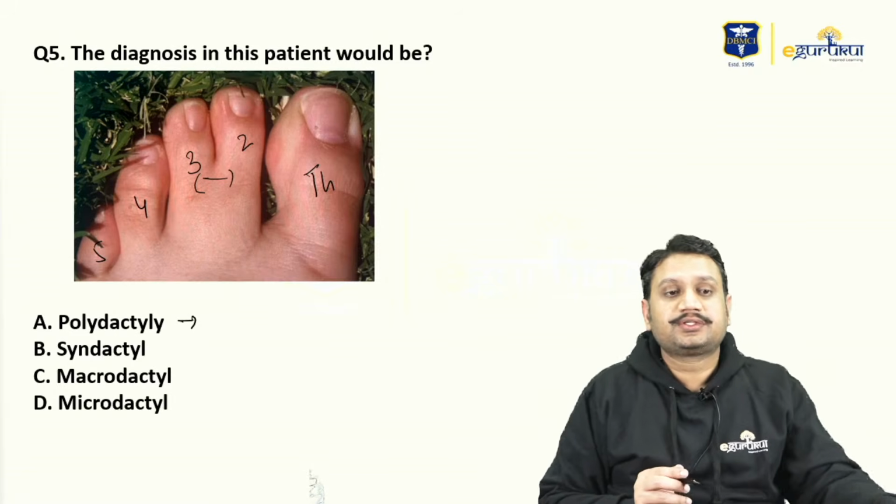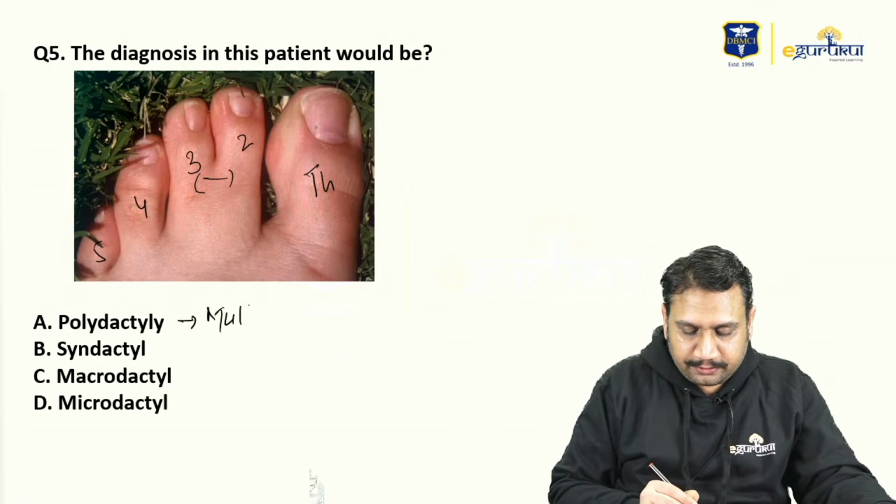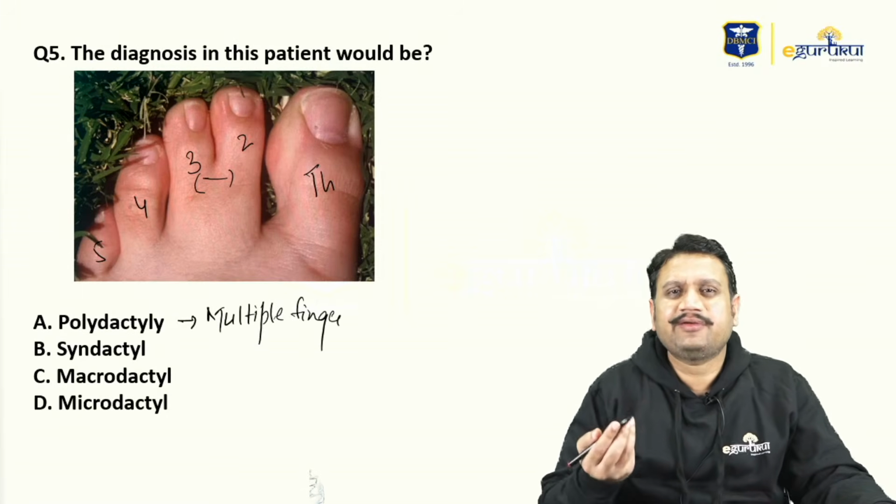Okay. So polydactyly means poly, multiple. So there should be multiple fingers. So here we don't see multiple fingers. There are only 5 toes basically.